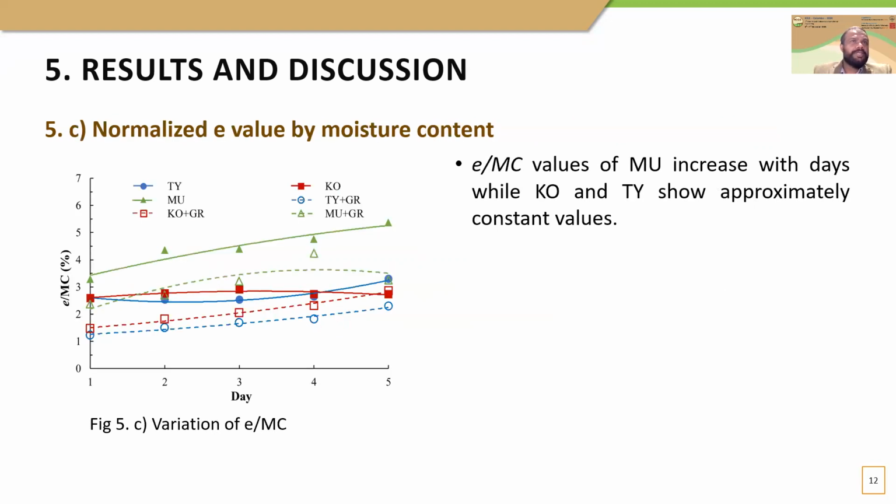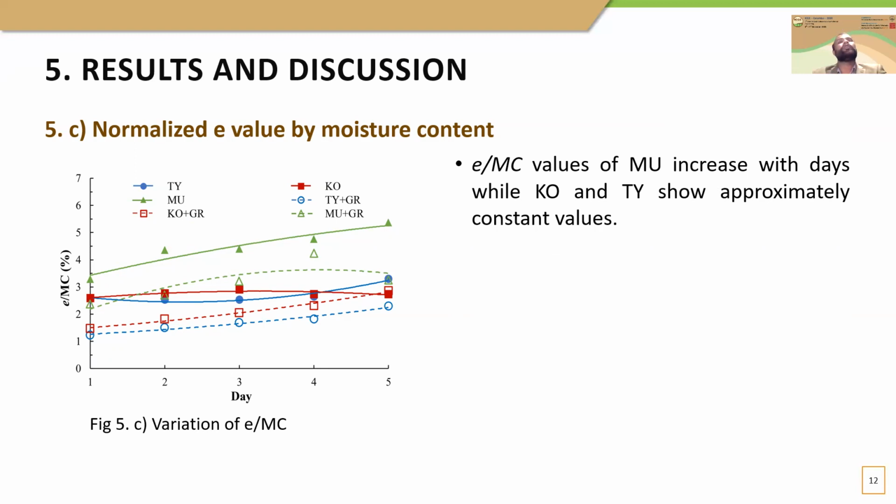Moving on to the normalized E value by moisture content. The moisture content of the samples cannot be controlled due to the addition of water during the grass plantation and due to the natural transpiration of grass. In order to remove the influence of moisture content, normalized E value, that is E over MC, was obtained by dividing the E value by moisture content. Variation of E over MC with days of the samples is presented in this figure.